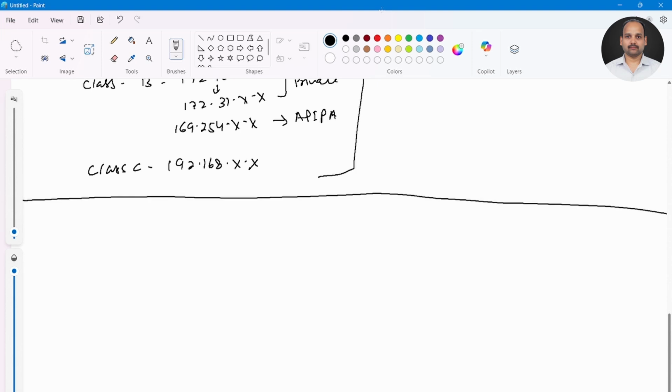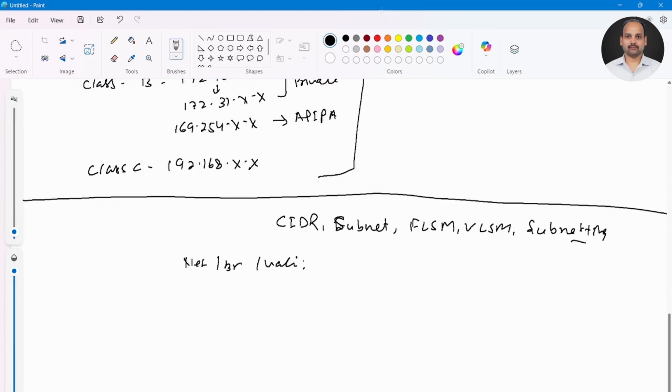And in the next class we will discuss CIDR, subnet, FLSM, VLSM, and more towards subnetting. This is all part of subnetting, but we will discuss it in the next class: how the CIDR notation works, how subnet works, FLSM, VLSM, network address, broadcast address, and valid range.